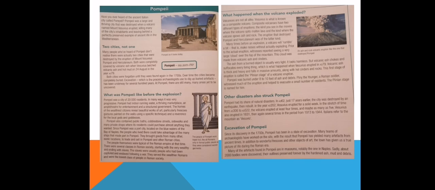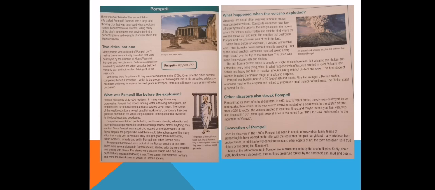What happened when the volcano exploded? Volcanoes are not all alike. Vesuvius is what is known as a composite volcano. Composite volcanoes have two different types of eruptions: the kind you see in movies, where the volcano spits molten lava, and the kind where the volcano spews rock and ash. The eruption that destroyed Pompeii and Herculaneum was of the latter kind.